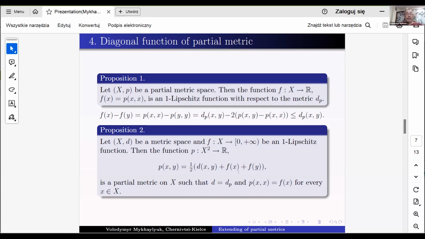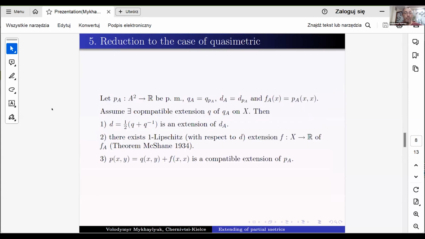This means that we need to extend only the corresponding quasi-metric in the problem of extending a partial metric. Namely, we can solve the corresponding problem in such a way.